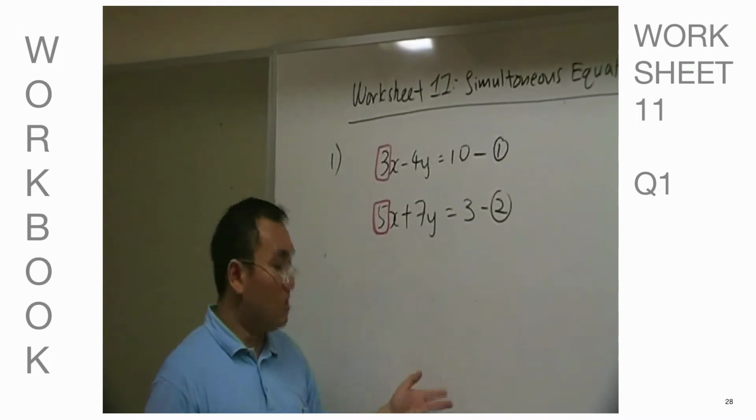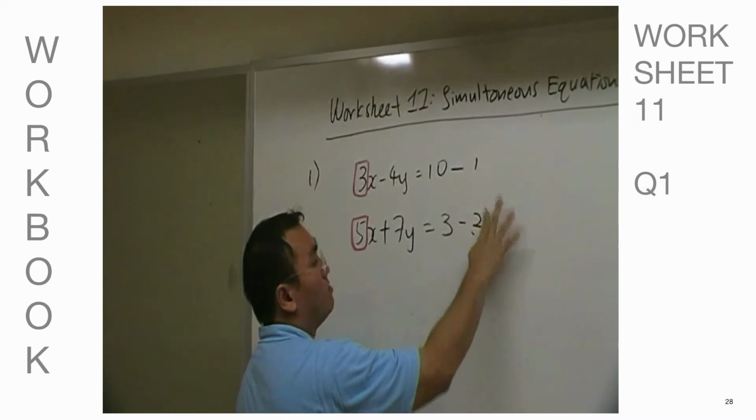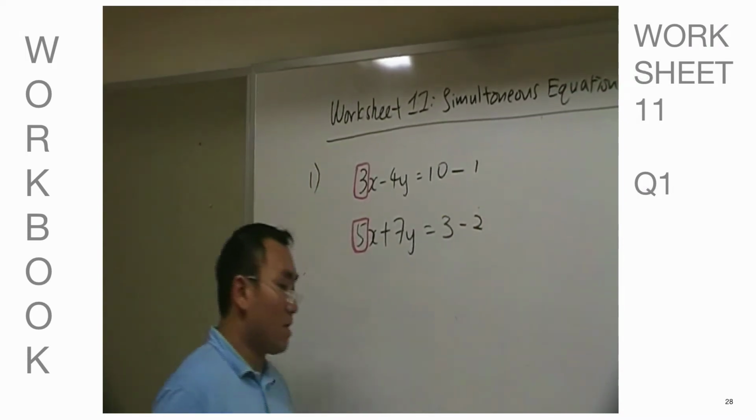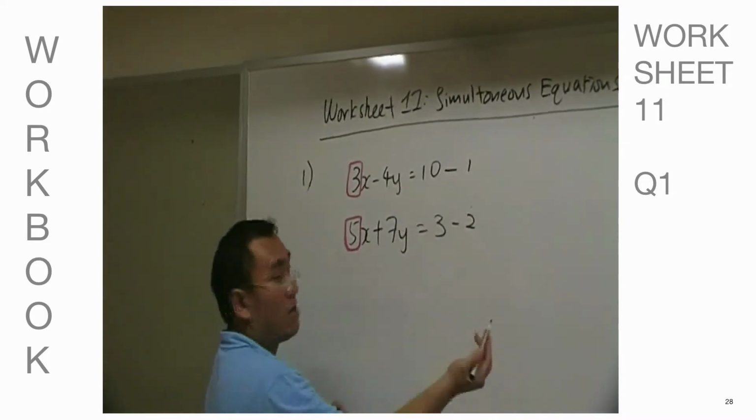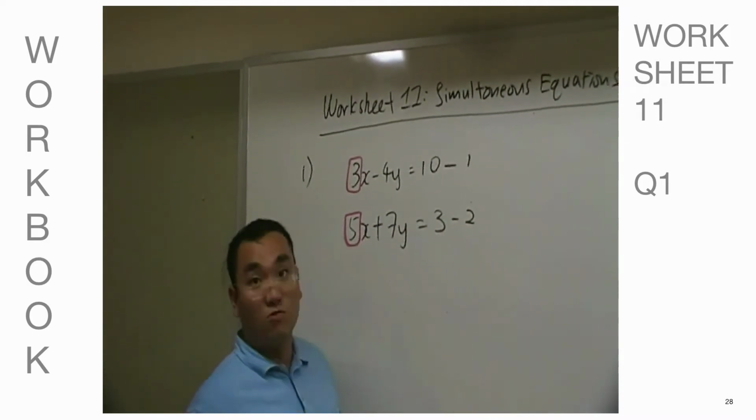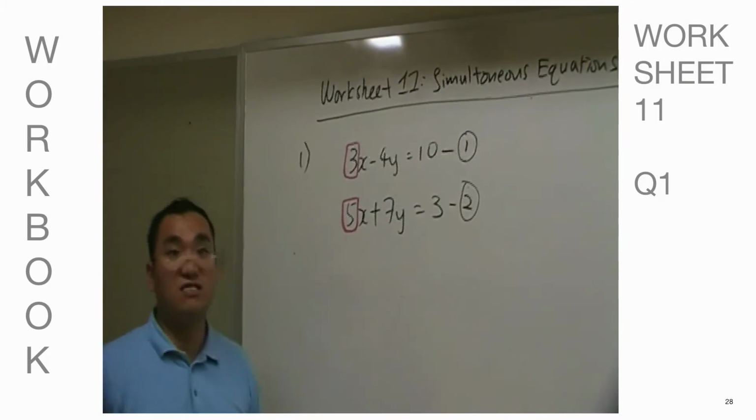One note is, please do not label it without a circle. Because if you label it without a circle, some of you put it too close, and I will see it as minus 1, minus 2, which is not what we want. So always draw a circle to represent the equation number.